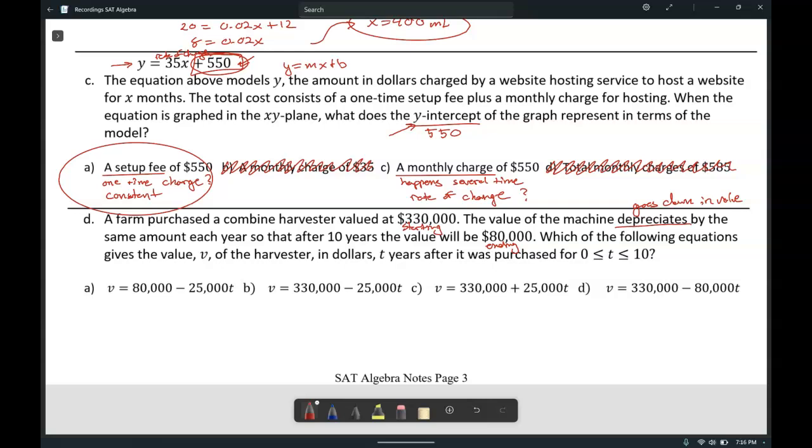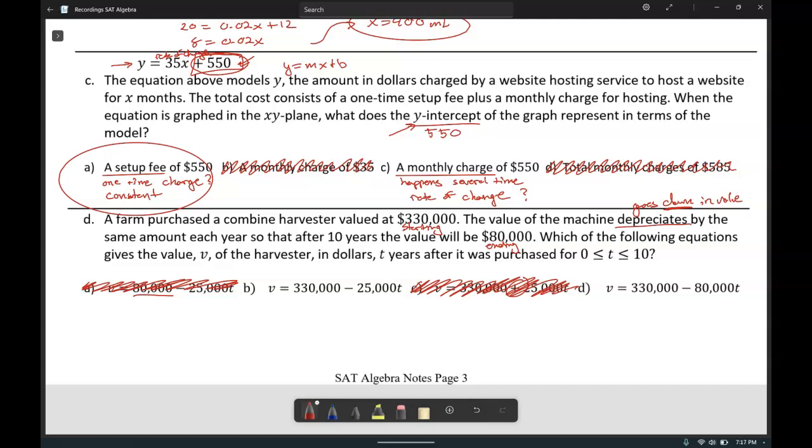So even if you're not familiar with the word, we have enough context in the question to be able to figure that out. Which of the following equations gives the value V of the harvester in dollars T years after it was purchased? What we want to do is look at the equations, and based off of this depreciation, that it goes down in value, we can eliminate answer C because that one has addition in it. That one's not going to work for us. We've also identified that 330,000 is our starting value, and that helps us eliminate answer option A, because this one does not start with $330,000. It starts with $80,000.